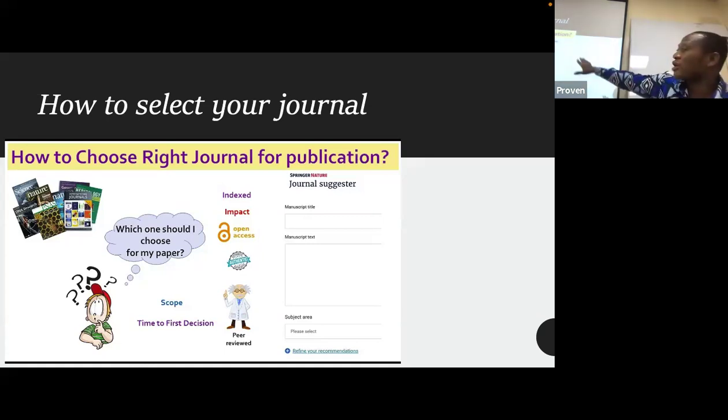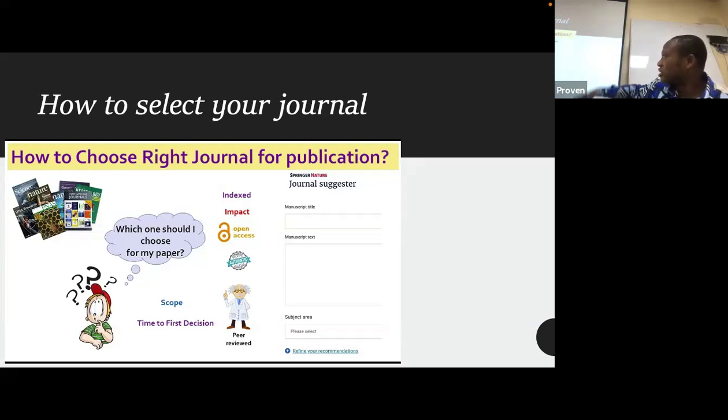So all these things you have to consider before you decide that you want to publish in A&A. A&A is Astronomy and Astrophysics, or I want to publish in a geophysics journal, or I want to publish in something engineering and all that. Okay.